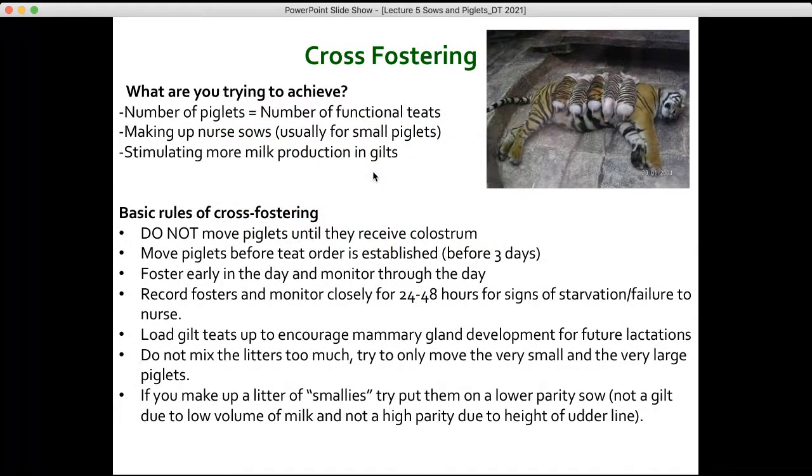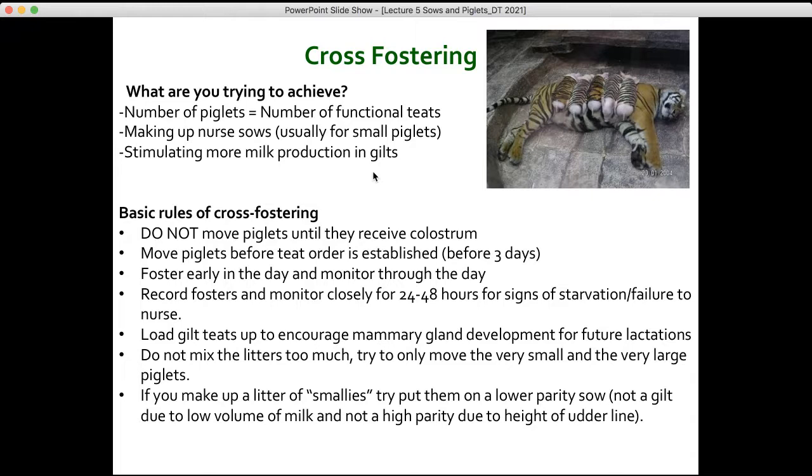Another thing that can be done is cross-fostering. There's a few things that you might be trying to achieve if you decide to cross-foster. The first is that you would be evening up the number of piglets to number of functional teats. In Australia, most of our sows have 12 functioning teats. Once again, if you go to other countries, they can go up to 16 teats. But what can happen is that a sow might have 14 piglets, for example, but then we've only got 12 teats. So then we have to move some piglets around to try and even things up.